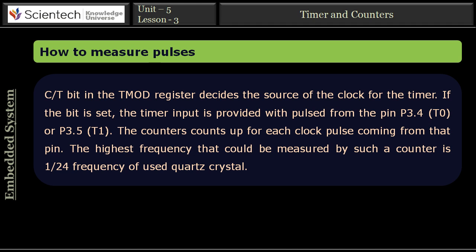Recall from the last section that the C/T bit in the TMOD register decides the source of the clock for the timer. If C/T equals 0, the timer gets pulses from the crystal. When C/T equals 1, the timer is used as a counter, and gets its pulses from outside the 8051. The highest frequency that could be measured by such a counter is 1/24 of the crystal oscillator frequency.